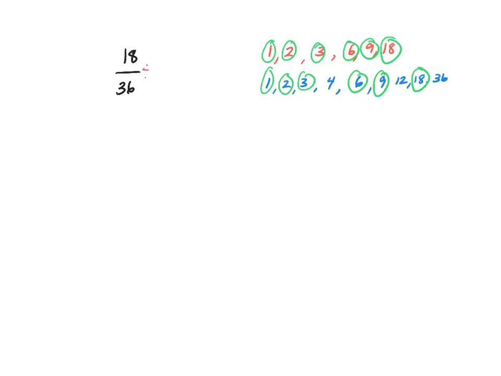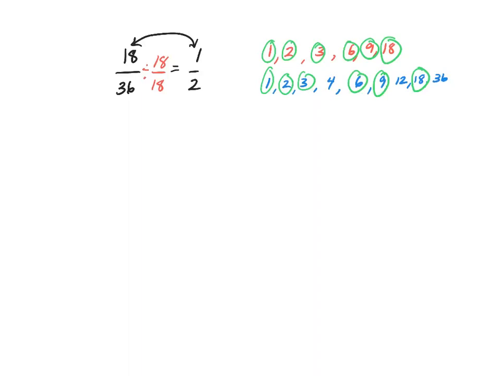If I divide this by 18 over 18, I'm finding an equivalent fraction, a fraction that has the same value. So 18 divided by 18 is 1, and 36 divided by 18 is 2. 18 over 36 is equivalent to 1/2.